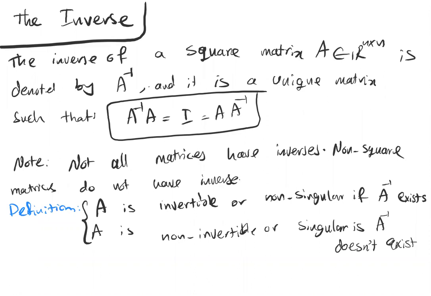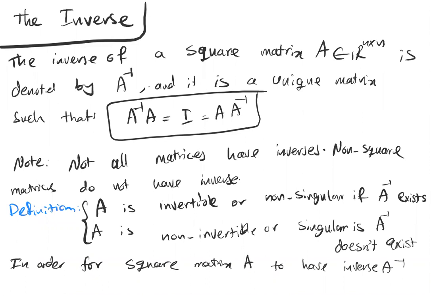All right. Also, there are some conditions that can help us to determine whether a square matrix A has an inverse or not. So, in order for a square matrix A to have an inverse A^-1, A must be full rank. So what does that mean for A which is n by n? It means the rank of A should be equal to n.